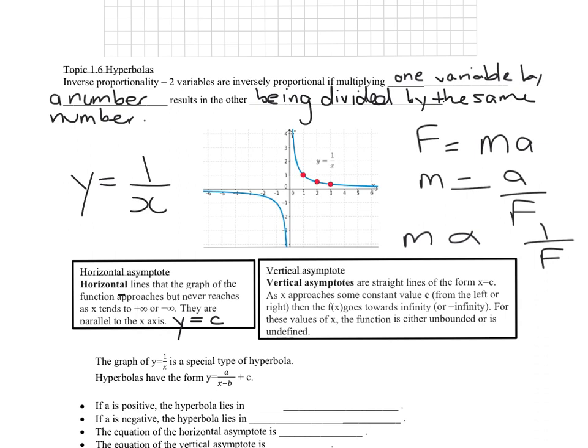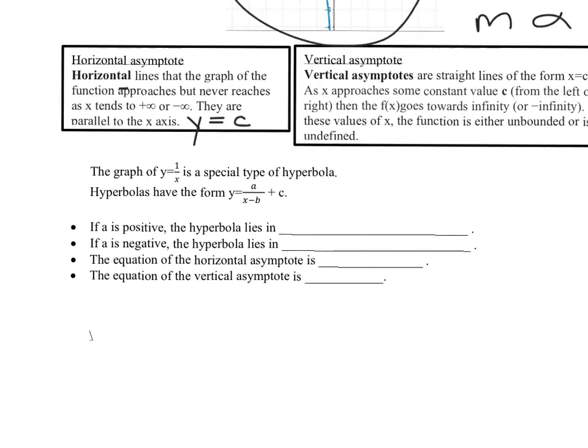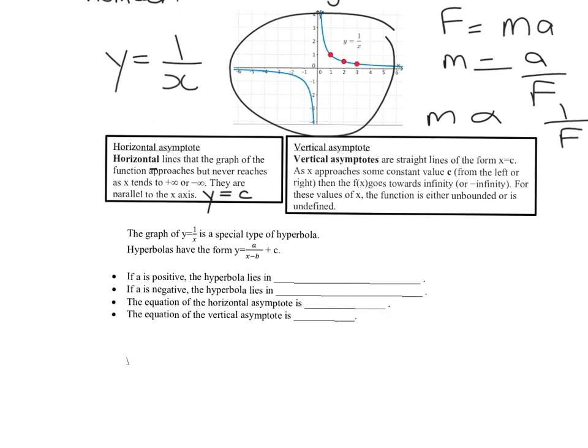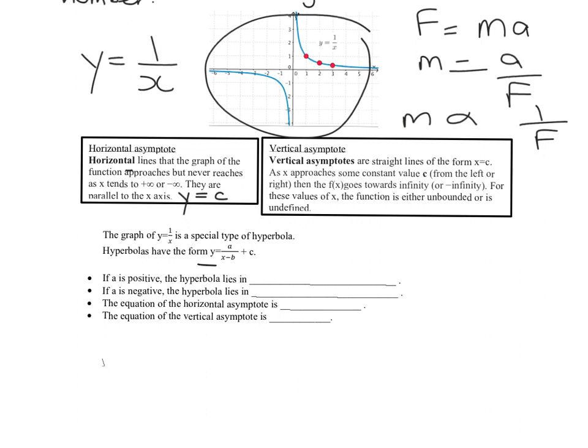And when you have hyperbolas, you will always have asymptotes. So this graph here, y equals 1 over x, is a special type of hyperbola, because hyperbolas have this form down here, y equals a divided by x take b plus c, where a, b, and c are constants.